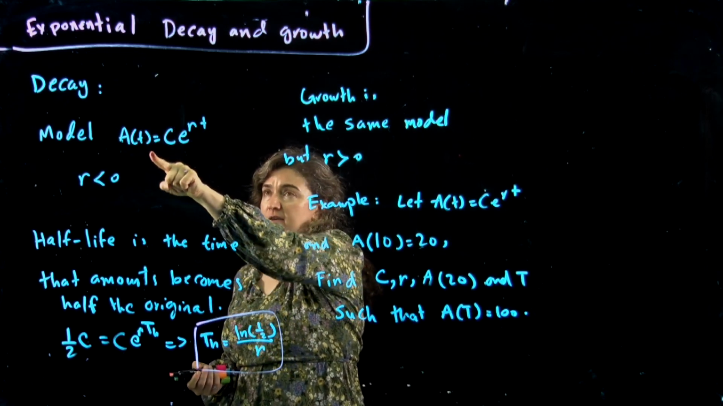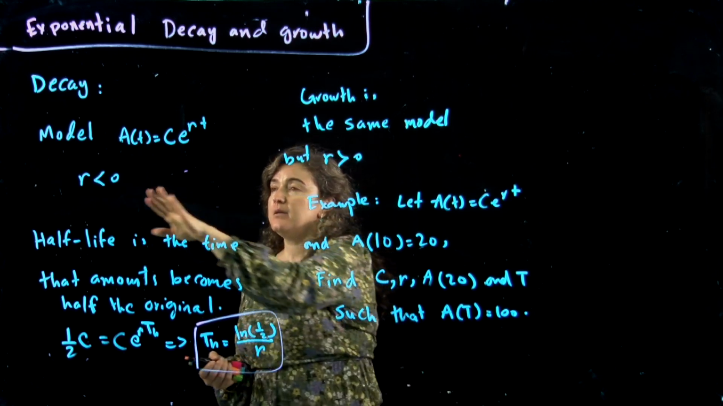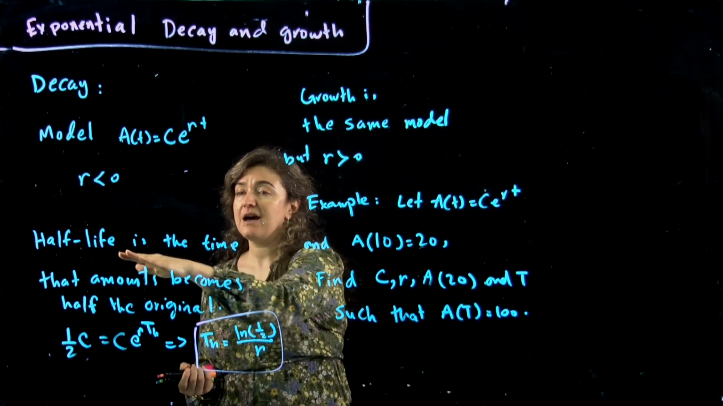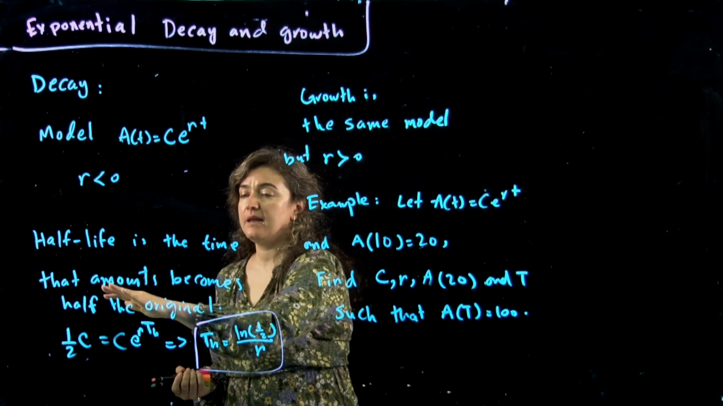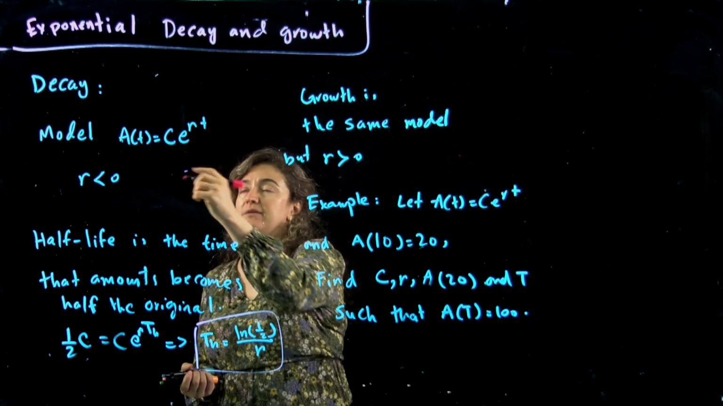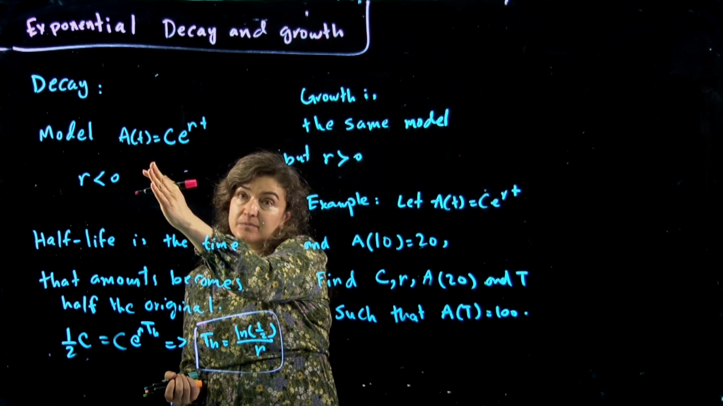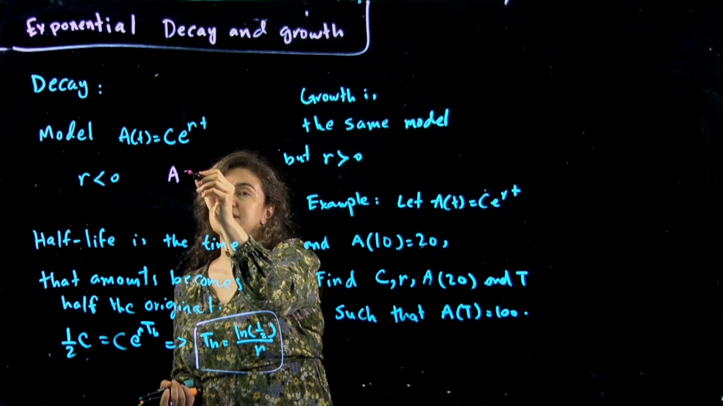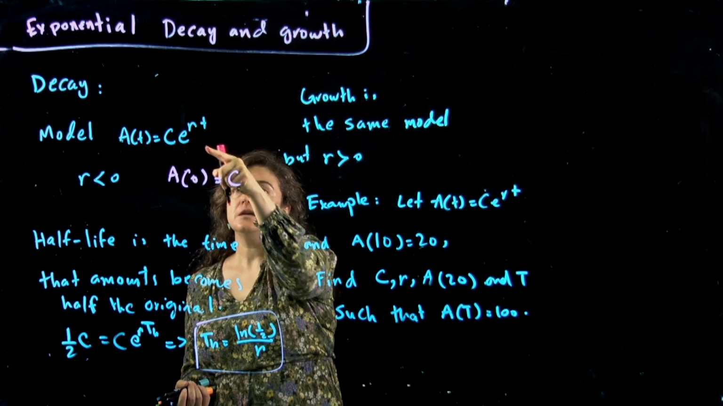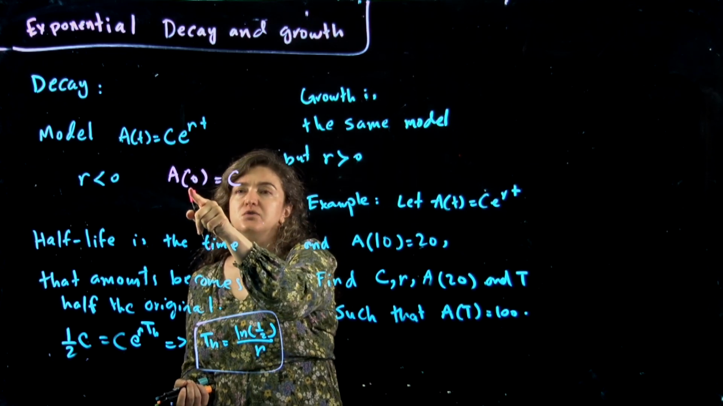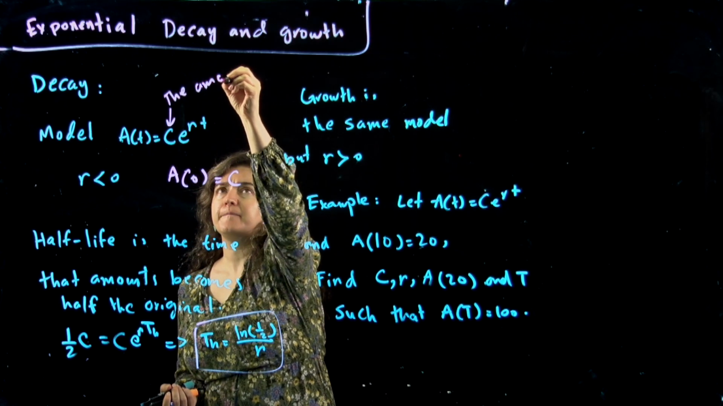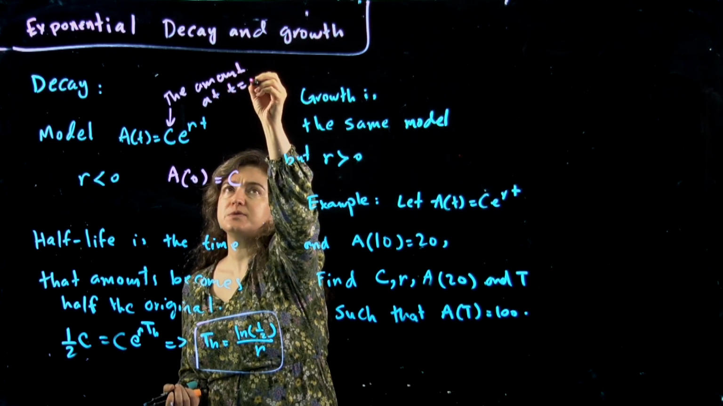Exponential decay follows a of t equal to c e to the power rt when r is less than 0. When we're talking about exponential decay, often we talk about half-life. Half-life is the time that amount becomes half the original amount. Original amount means the amount at time 0. So a of 0, if I plug in here, I get c times e to the power 0, which is 1. So a of 0 is always the amount at t equal to 0.